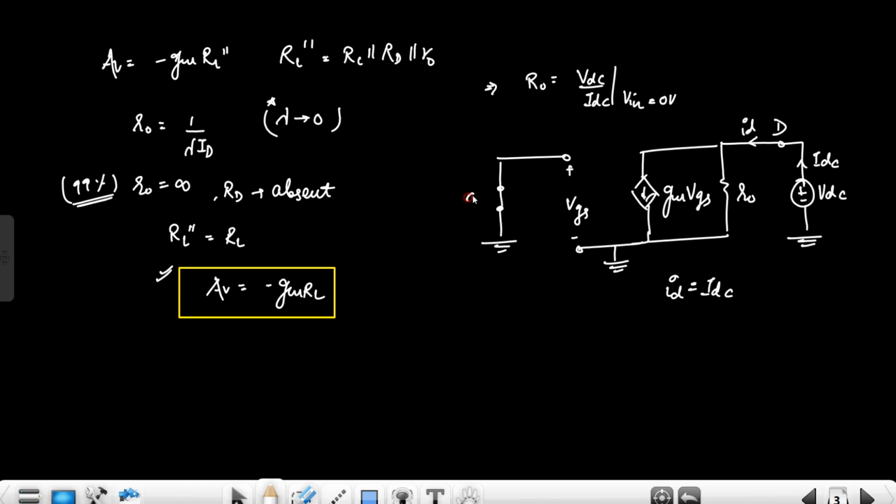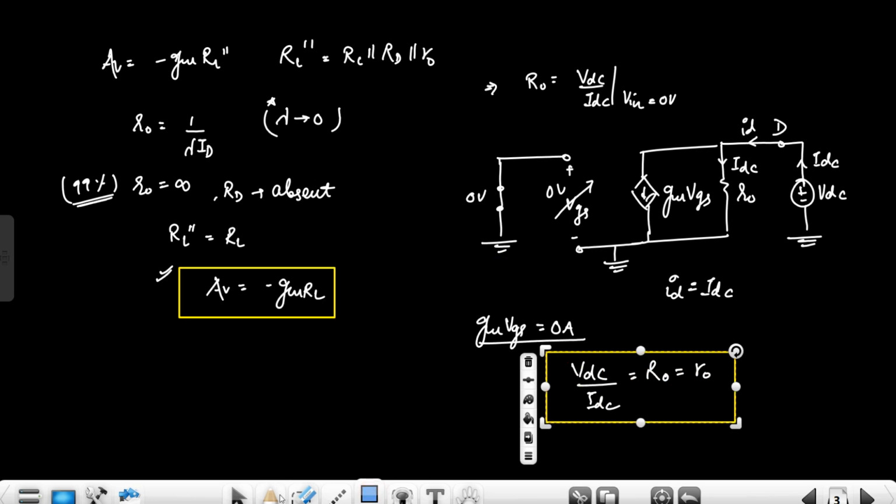And again the current ID is flowing, so ID is equal to IDC. Now due to this short circuiting, we have removed the input supply. This VGS will also be zero, right? And VGS is zero, so GM VGS, that is the current source, is also 0 ampere. So the whole current is flowing in this resistor only, right? R naught. So VDC upon IDC, that is the output resistance, simply R naught.